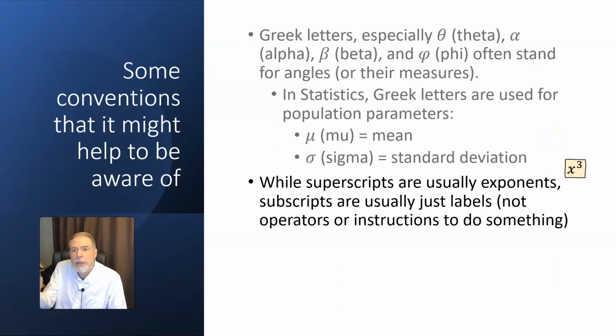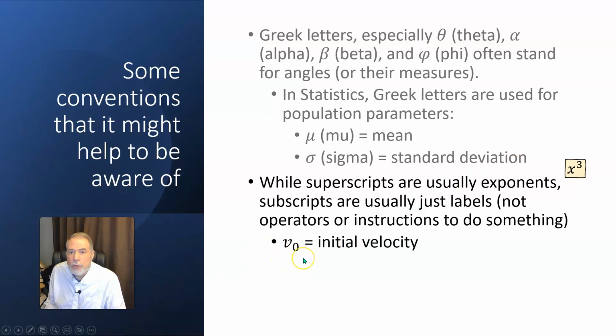Subscripts, where we've got a little number or letter or something below a variable, are usually just labels. They're not operators or instructions to do something. So for example, you might see something like v sub 0, and that doesn't mean to do sub 0 to v. It just means v sub 0 considered all together is a label for something, often the initial velocity in a physics context. So v in general might stand for velocity, and you might be going different velocities at different times, but then you might use v sub 0 to stand for, okay, specifically that's the velocity that we start out at.